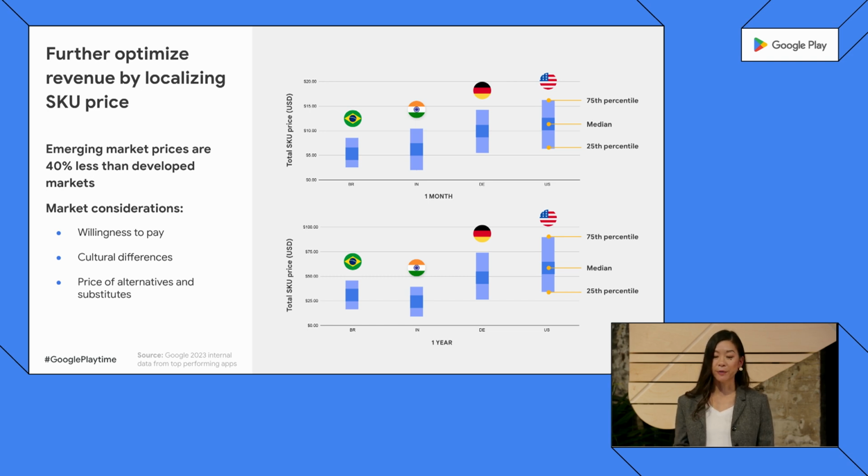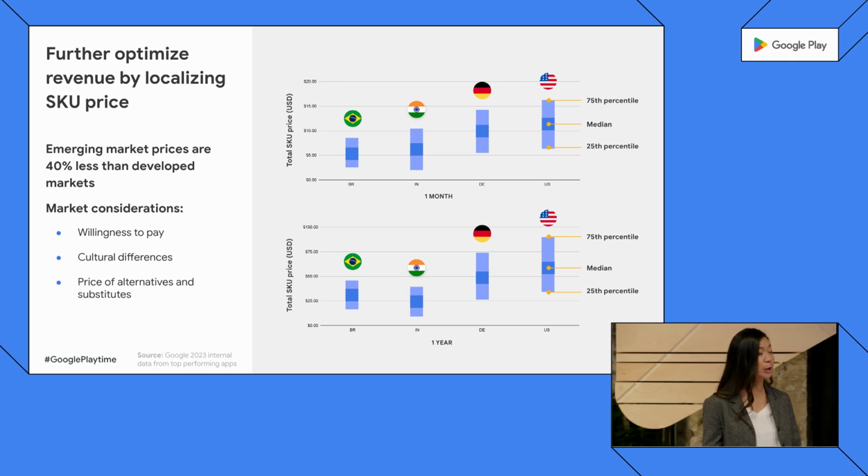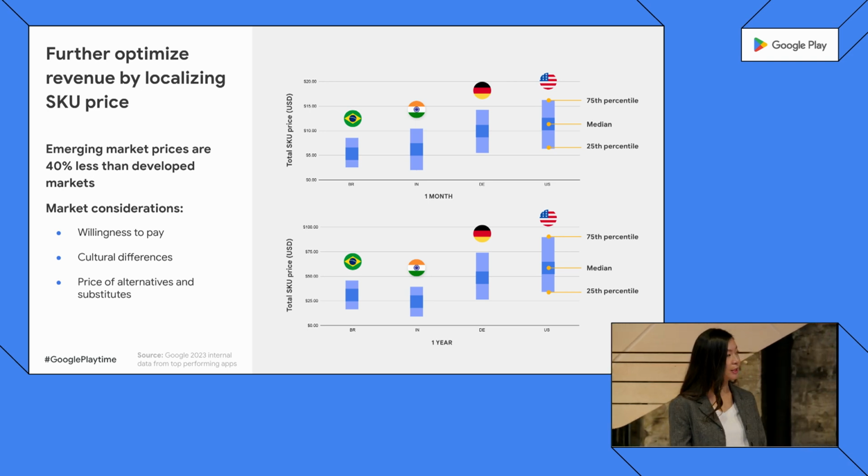To optimize revenue, ensure you're pricing appropriately for your priority growth markets. Consider willingness to pay, the cultural differences, and the prices of alternatives and substitutes in those markets.